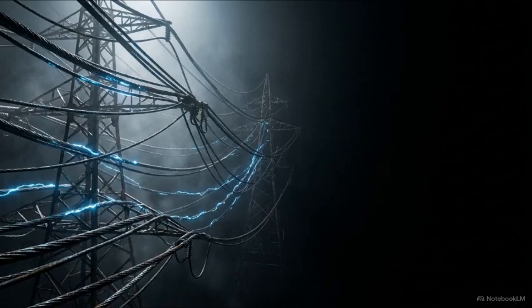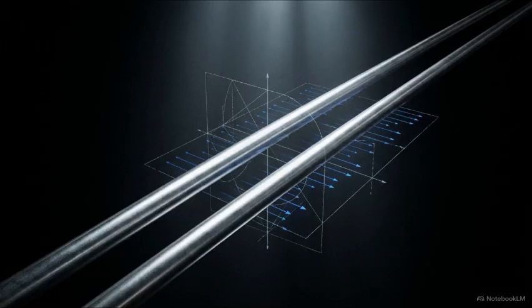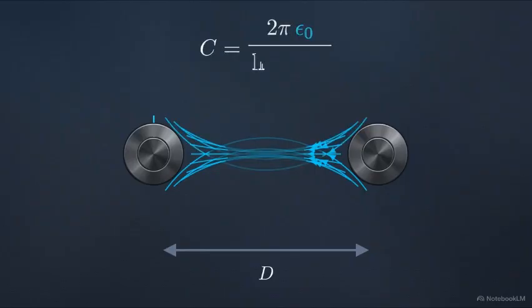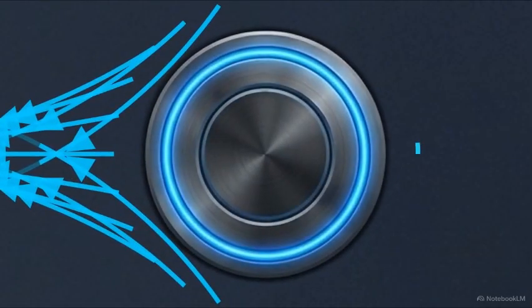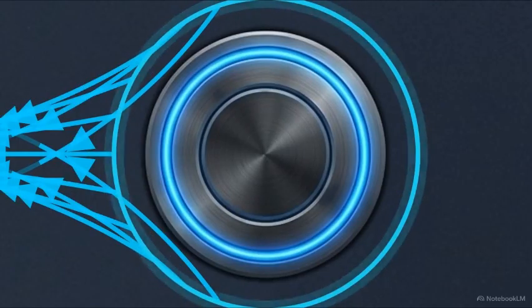To calculate how much power a system can hold, let's strip away the grid's complexity and look at a theoretical single-phase system, just two parallel wires suspended in a void. Field lines stretch between conductors, turning air into an energy storage bank. Capacitance equals the permittivity of free space, divided by the natural logarithm of distance over radius. Inside the conductor, the electric field is zero. Charge is trapped entirely in that absolute outer skin.